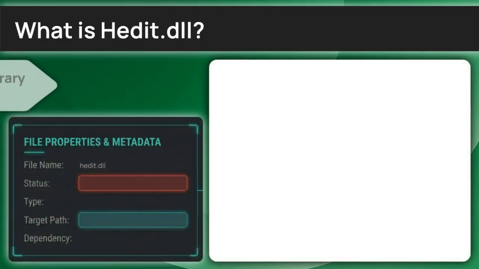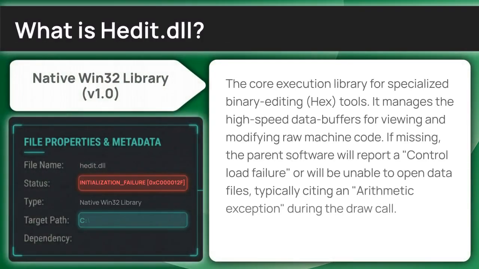This is the Hedit module, the core execution library for specialized binary editing hex tools. It manages the high-speed data buffers for viewing and modifying raw machine code. If missing, the parent software will report a control load failure or will be unable to open data files, typically citing an arithmetic exception during the draw call. With the explanation out of the way, let's refresh the affected files.